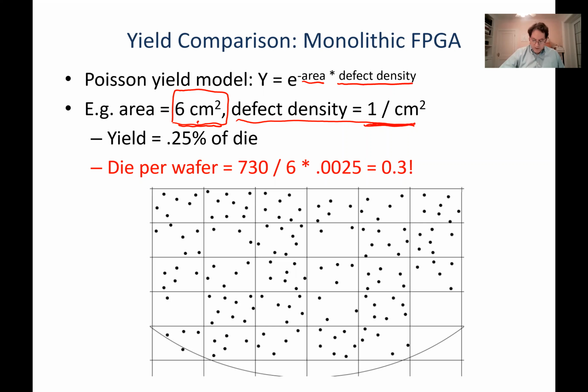So it's basically which chip. This is the only one where there are no dots. Okay, so that chip worked. Everything else on this piece of wafer is broken. So with these numbers, my yield would be 0.25%, so 1 in 400 chips. Wafers are 12 inches in diameter. So at this size of chip, I can fit 730 of them on the wafer. 730 square centimeters divided by 6, which is the size of my chip. So that's how many chips I have per wafer. That's the probability of it working. I expect to get 0.3 working chips per wafer.